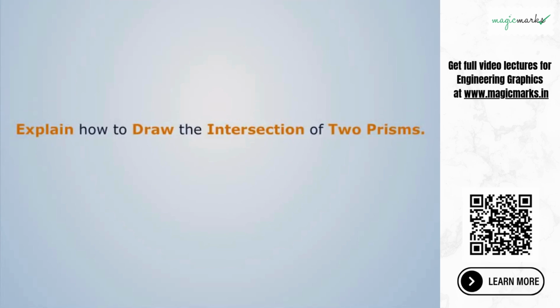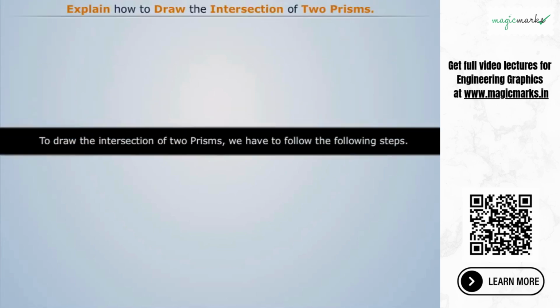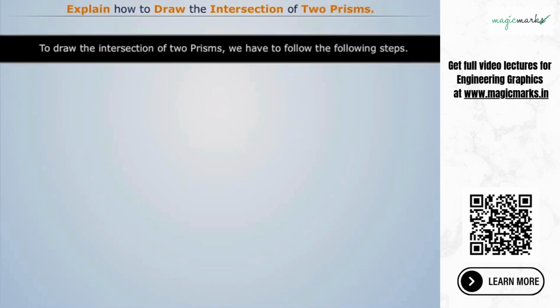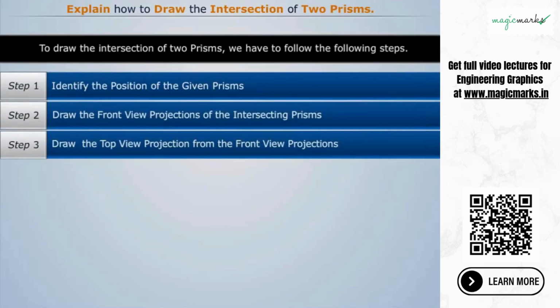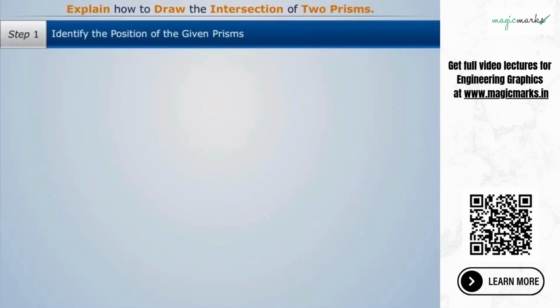Explain how to draw the intersection of two prisms. To draw the intersection of two prisms, we have to follow the following steps. Let's discuss each of these steps.